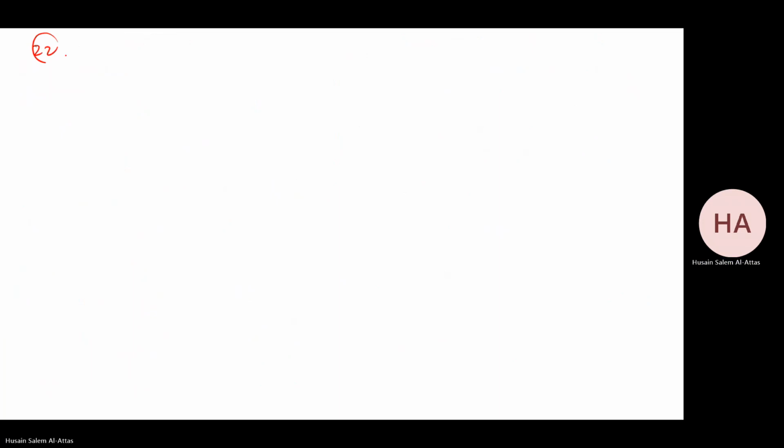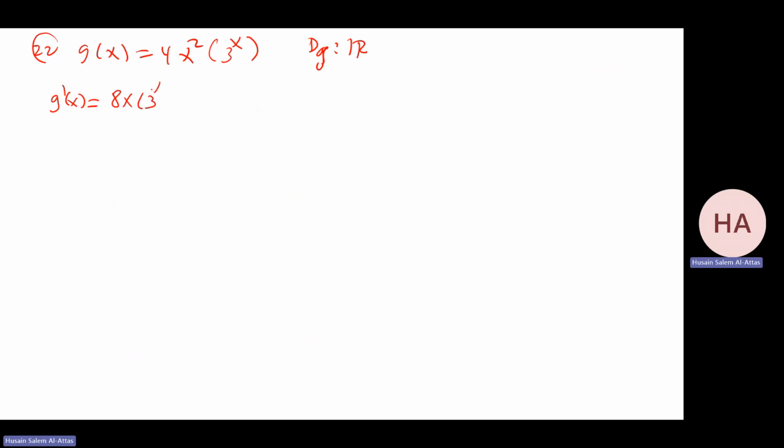G of x equals 4x squared times 3 to the power x. What's the domain of G? All real numbers. We have no restriction on G. So G prime at x will be 8x times 3 to the power x plus 4x squared times 3 to the power x times ln 3. And that will give us 4x times 3 to the power x, where I have 2 plus x ln 3.